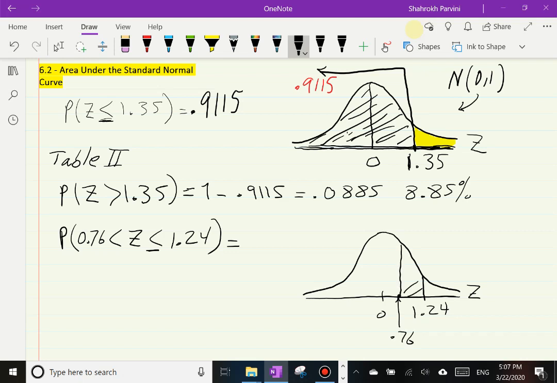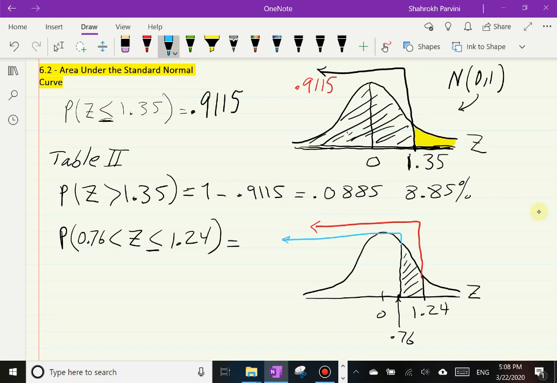So this is actually the area that we want to find. This area corresponds to the probability statement to the left of it, over here. Now, in order to find this, what we can do is superposition one area over another. Here's what I mean by that. Let's say I take a look at the area that lies to the left of 1.24, and then I'm going to look at the area to the left of 0.76.